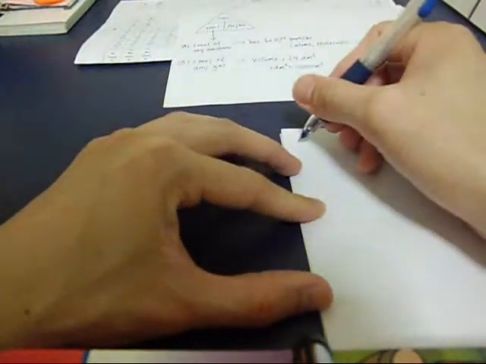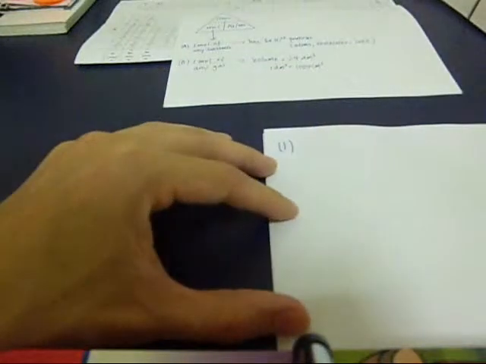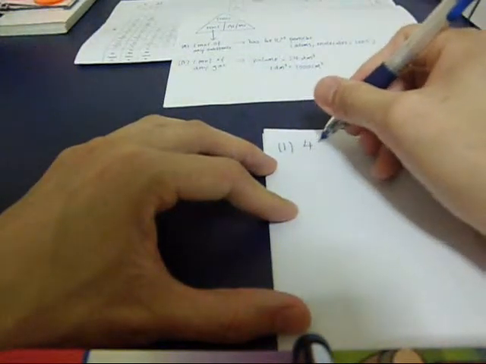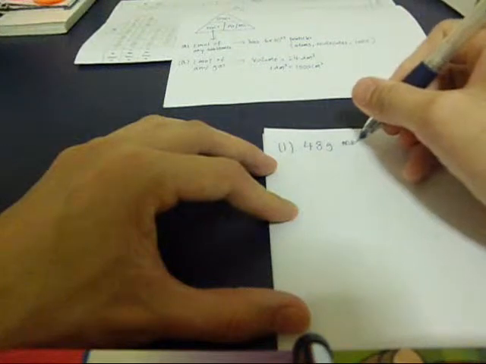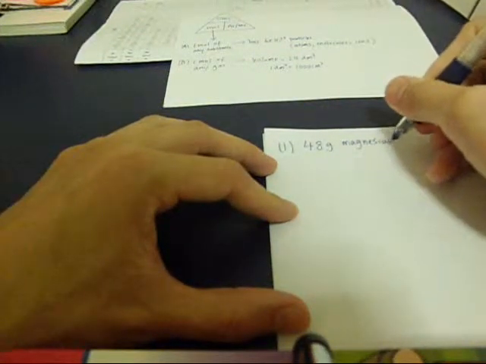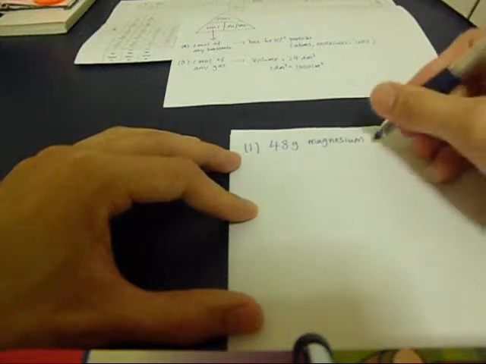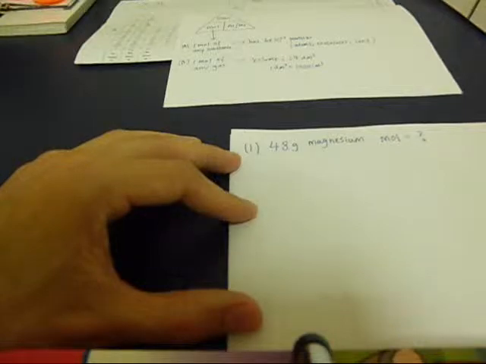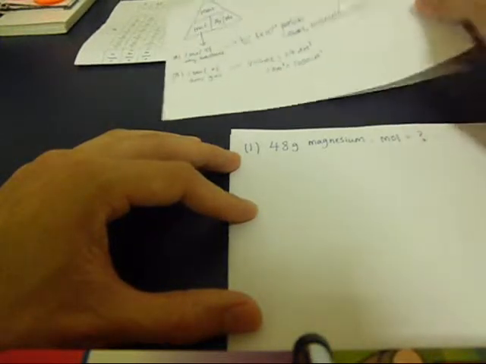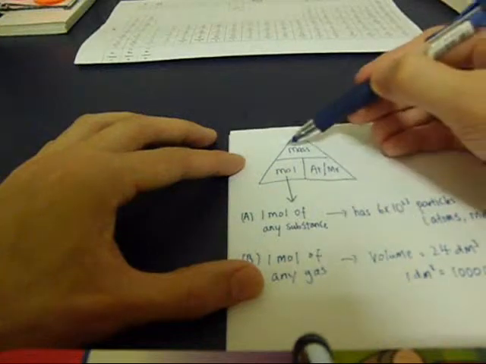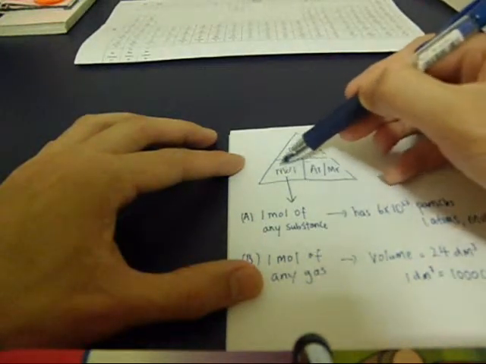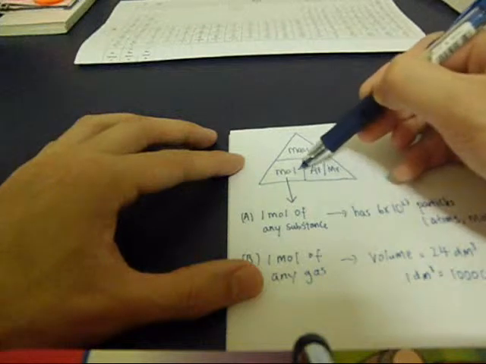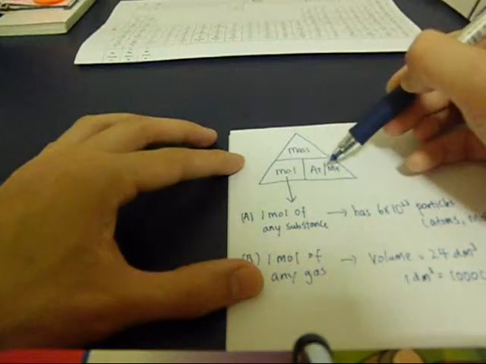Now let's look at the first example. You're given 48 grams of magnesium. How many mole are there in 48 grams of magnesium? You are given the mass, you have to find the mole. So what is the formula for mole? The formula for mole is mass divided by AR or MR.